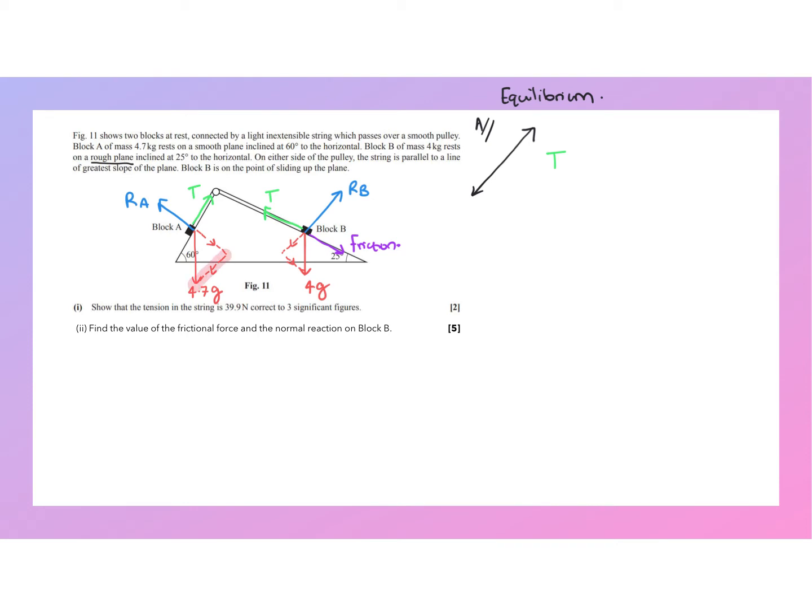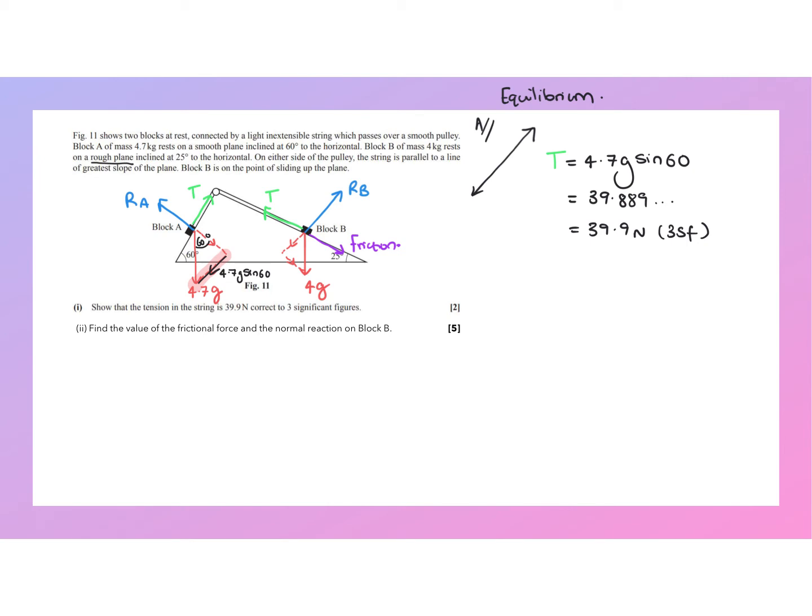Now, we know that this angle here is the same as the angle of the slope, so that's 60 degrees. Look at this component going down in that direction there, opposing the tension. It's opposite the angle, so it's a sine component, that is 4.7g sin 60. So T is equal to 4.7g sin 60, and we can evaluate that. It's equal to 39.889... newtons, so we can say 39.9 newtons to 3 SF, or 40 newtons to 2 SF.